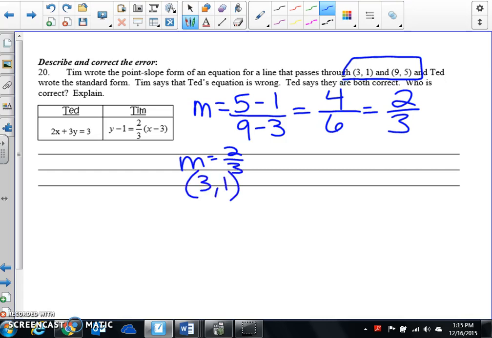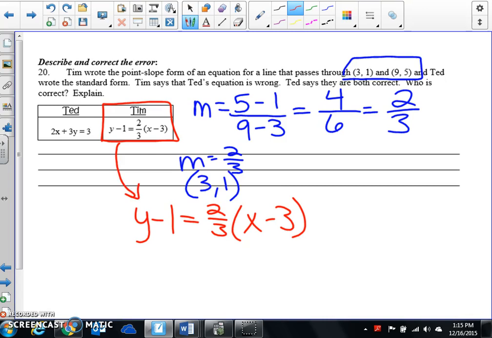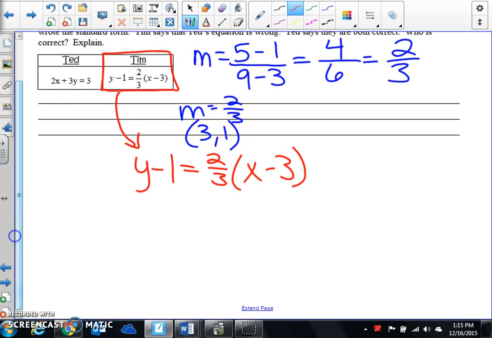All right, so then I go into point slope form. y minus 1 equals 2/3 (x minus 3). So if I look, this is Tim's form. So he's correct so far. Now we've got to check Ted.